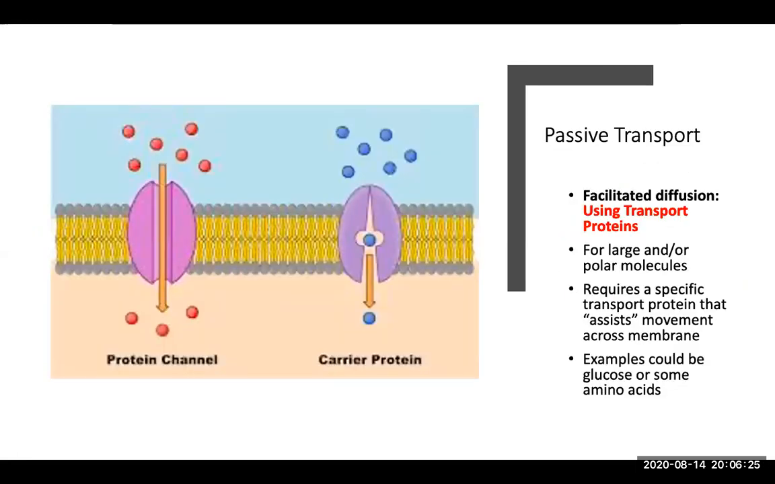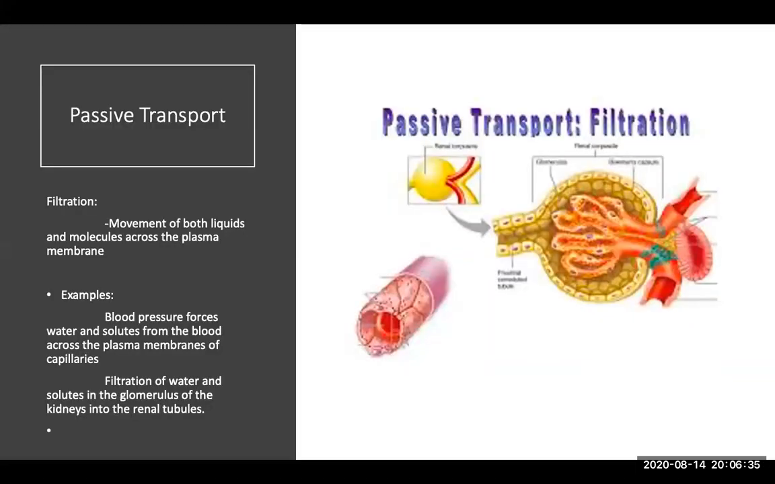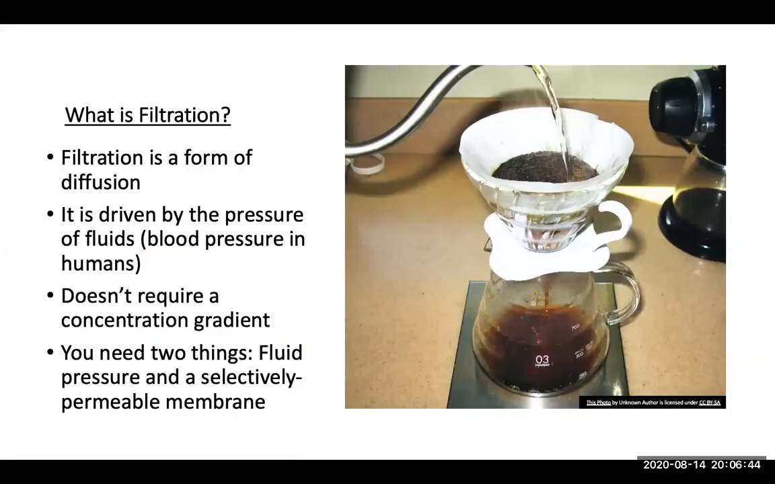Facilitated diffusion is also passive transport, but all it does is it uses transport proteins for larger polar molecules that need assistance for crossing the membrane. Passive transport can also be filtration, which is just the movement of both liquids and molecules across the plasma membrane. So this is filtration. It's the form of diffusion, and it's driven by the pressure of fluids or blood pressure in humans.